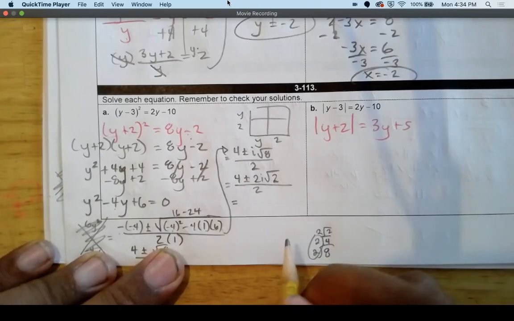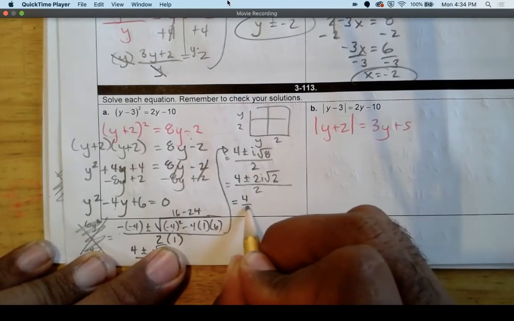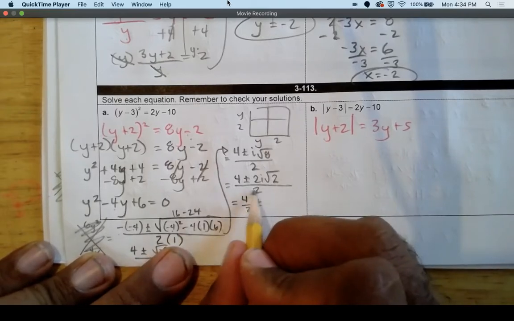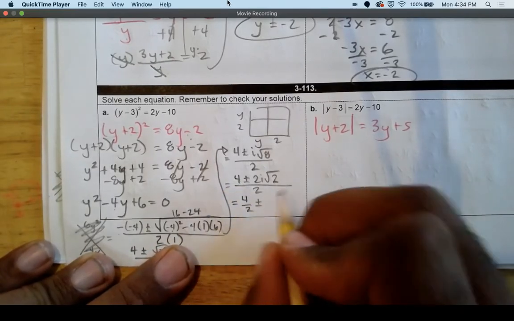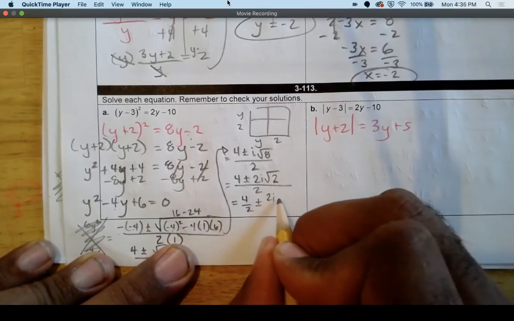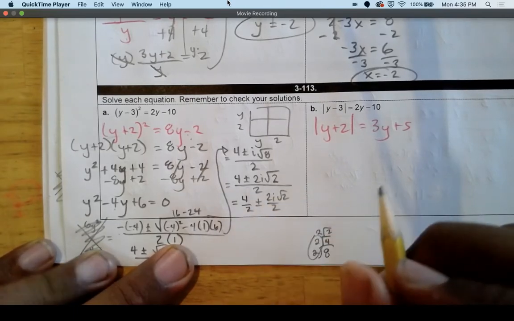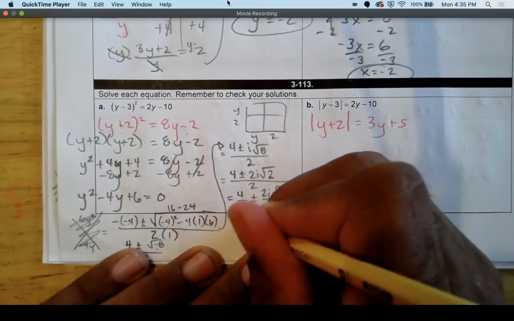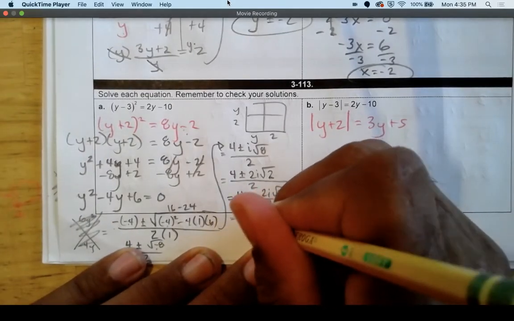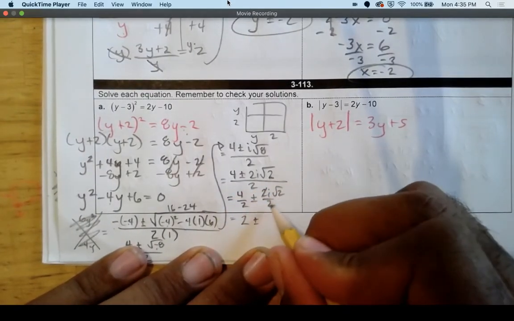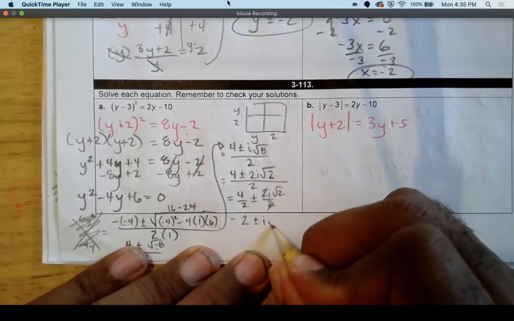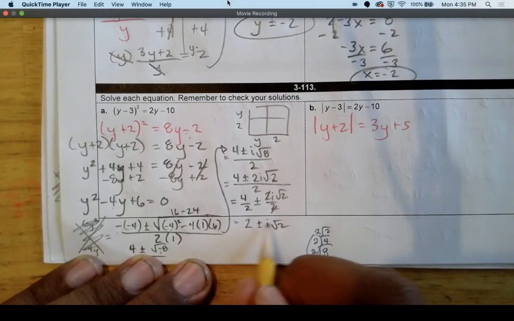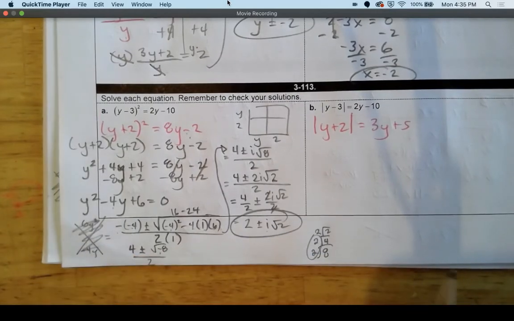Okay, so now I need to split this up into 2 different parts because it's a complex number. So first I put the 4 over the 2, and then I put 2i times square root of 2 over 2 as well. So now I can simplify that. So now 4 divided by 2 is 2, plus and minus. 2 over 2, those basically just cancel and go away. And I'm left with i times square root of 2. So that's my solution. Okay.